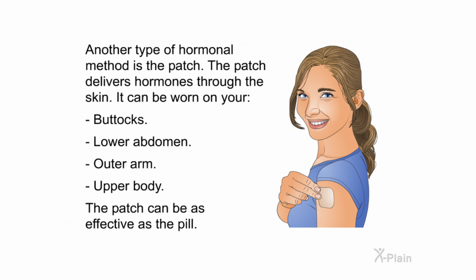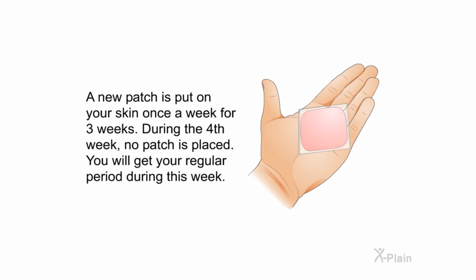Another type of hormonal method is the patch. The patch delivers hormones through the skin. It can be worn on your buttocks, lower abdomen, outer arm, upper body. The patch can be as effective as the pill. A new patch is put on your skin once a week for 3 weeks. During the 4th week, no patch is placed. You will get your regular period during this week.